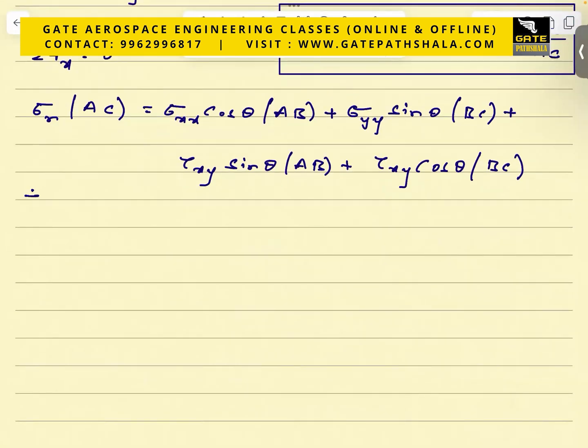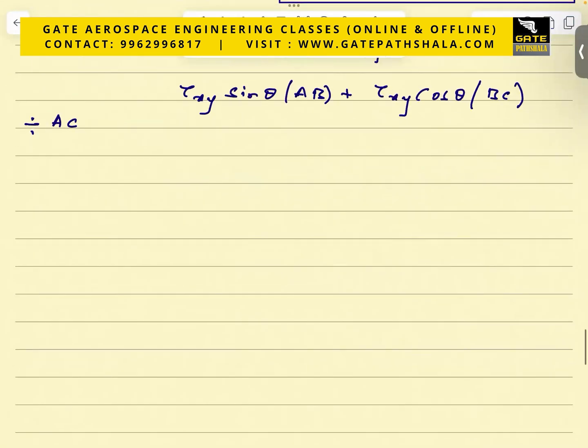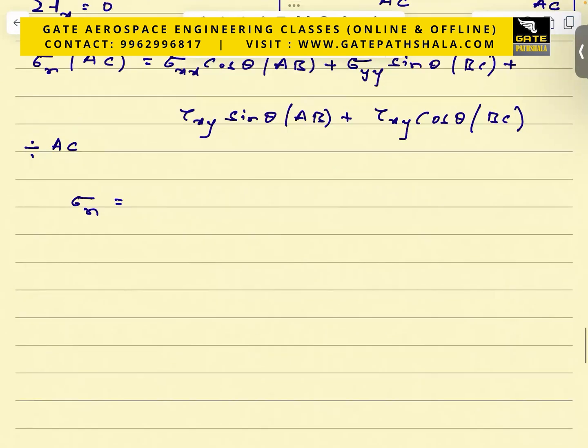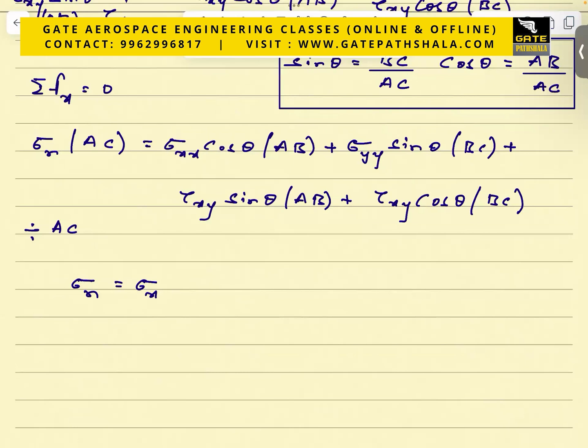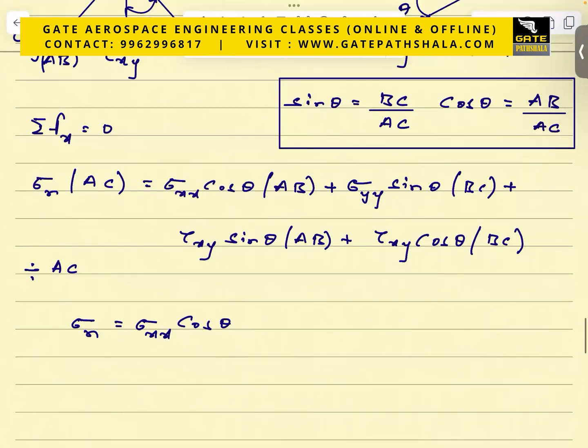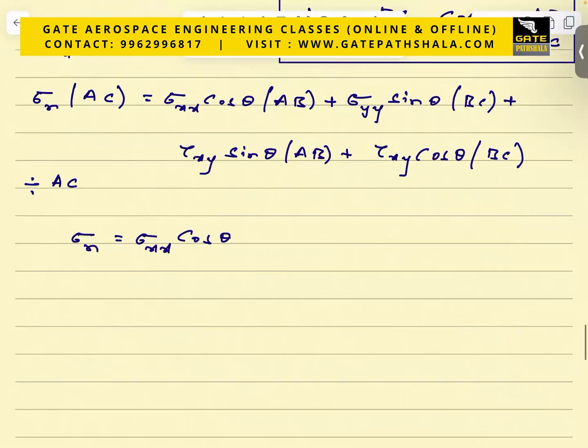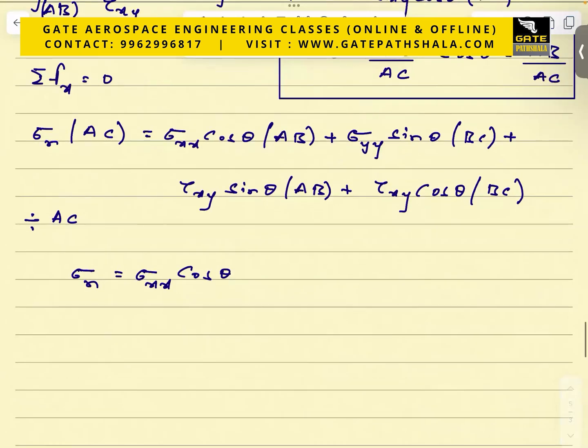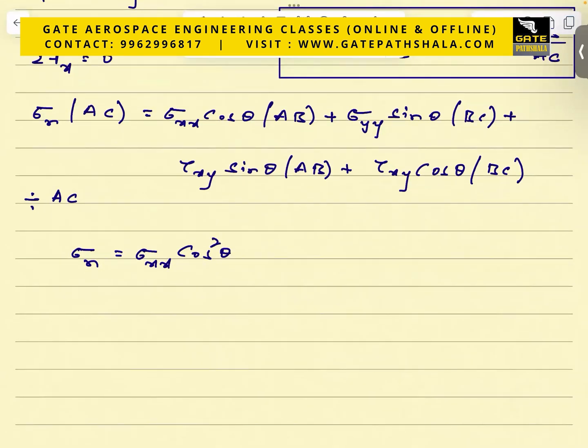Now divide the entire equation by AC. If you do that, you will get on the left hand side sigma n only. That is equal to sigma xx cos theta. What is AB by AC, guys? Cos theta. So I can write this as cos squared theta. Agree? Cos theta into cos theta, cos squared theta, I can write plus sigma yy.